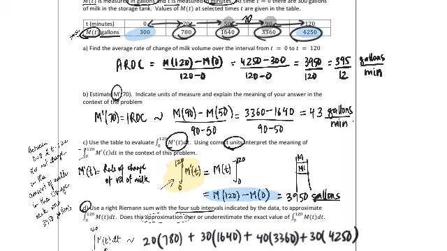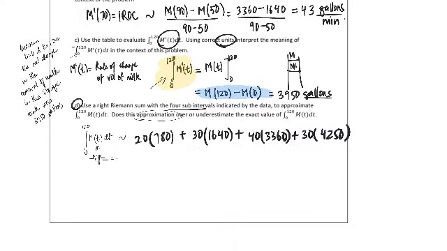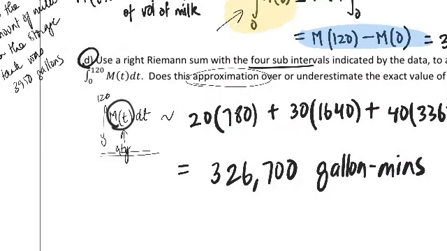And this will be equal to 326,700, right? And the units of this would be gallon minutes, okay? Because this right here is in gallons and the dt is in minutes.